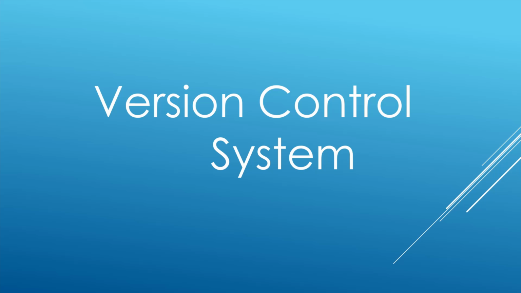Today we are going to see why we need version control in the first place and why it is mandatory for a developer to work with version control. Version control is a system that records changes to a file or set of files over time so that you can recall specific versions later. Version control is also called revision control or source control.